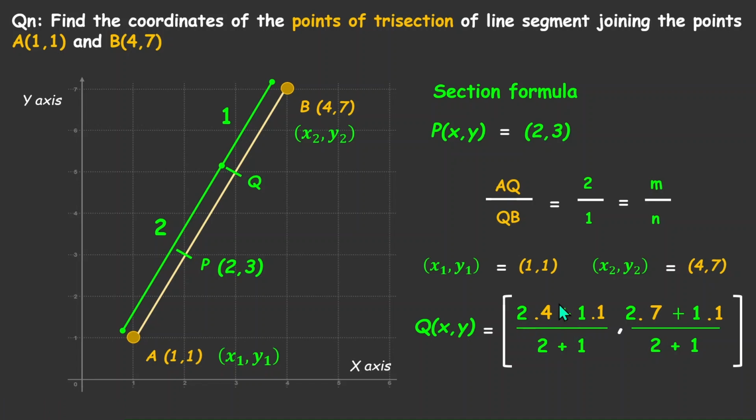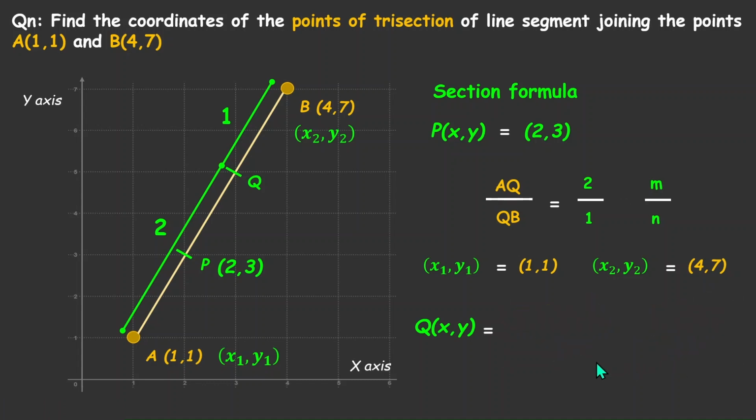So now let's calculate it. 2 into 4 is 8, 8 plus 1 is 9, so this is 9. 2 plus 1 is 3. 7 into 2 is 14, plus 1 is 15, and 2 plus 1 is 3. So this becomes 9 divided by 3, which is 3, and 15 divided by 3, which is 5. So our point becomes (3, 5).